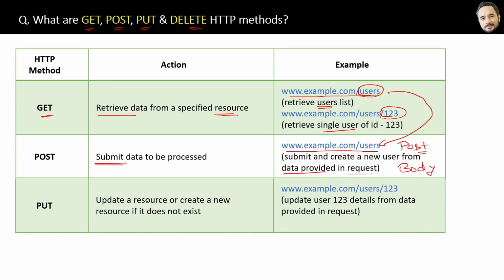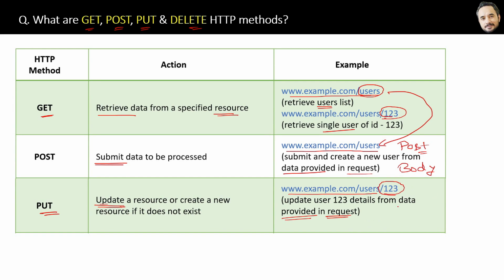The third HTTP method is PUT, which is used to update a resource or create a new resource if it does not exist. For example, if this is the request URL and the request method is PUT, it means the user of this ID is already present in the database, and now you are basically replacing that existing user detail with the details you are now sending in the request body with the PUT request. Okay, got it? And yes, if the user is not there, then it will create the new user.